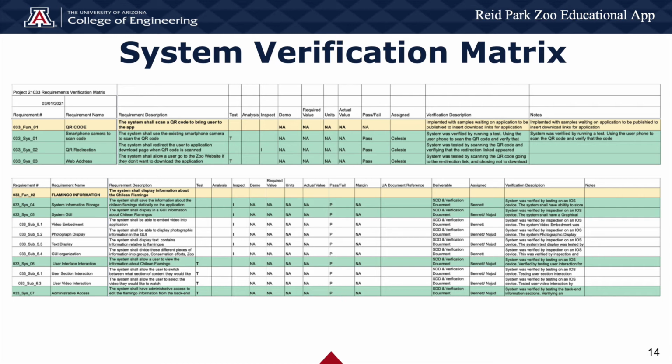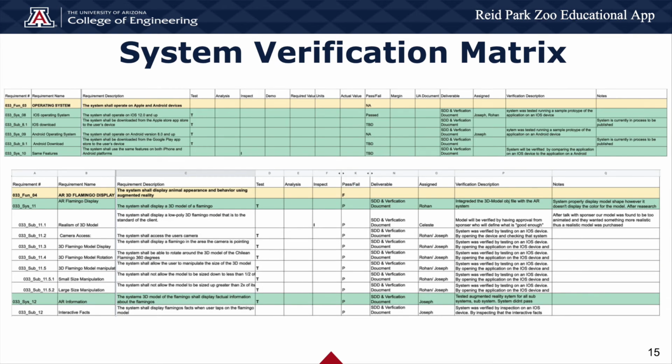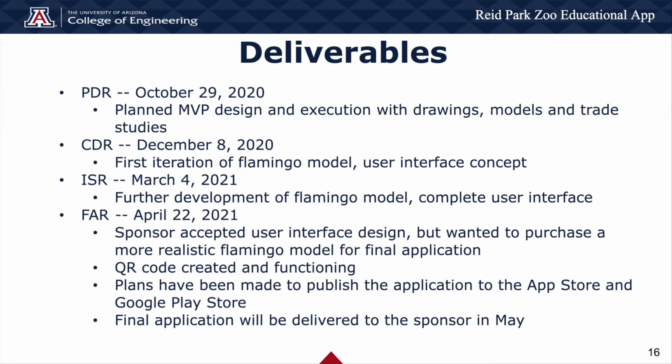The following 2 slides show our system verification matrix, where we show how each requirement was tested and whether or not that requirement passed. Our first deliverable was the PDR. The design and execution of our augmented reality software was planned, and the trade studies of the software used for our app was conducted. Our next deliverable was our CDR, which had our first user interface draft and Flamingo low poly model.